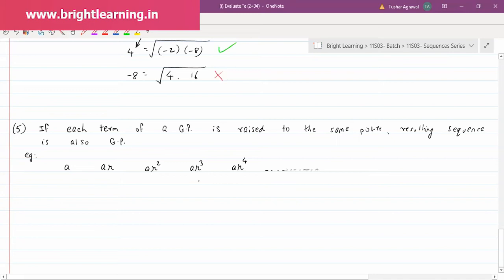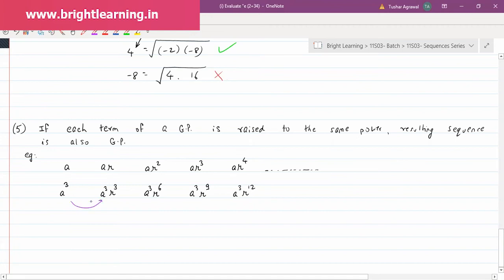So let us raise it to some power. Tell me which power you want. Shall we cube everything? So it will be A cube. If I do AR complete cube, it will be A cube R cube. Next it will be A cube R to the power 6, then A cube R to the power 9, A cube R to the power 12, and so on.